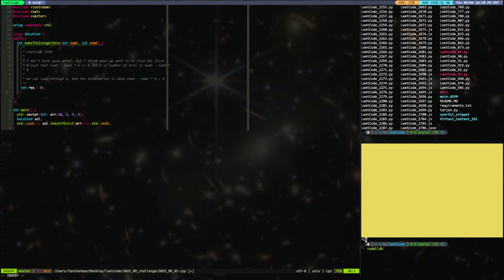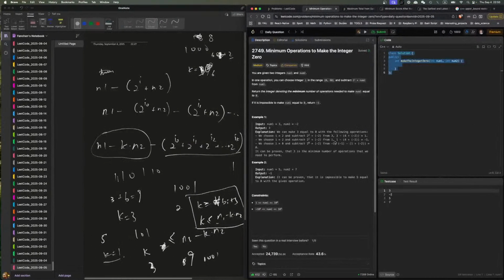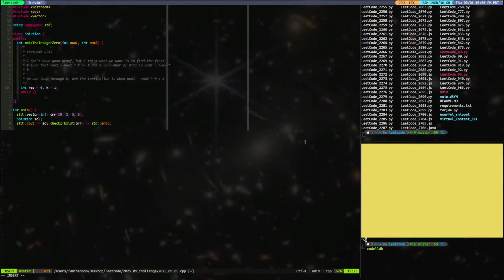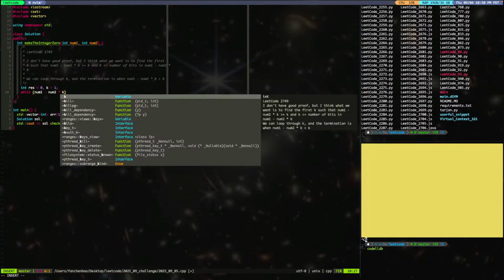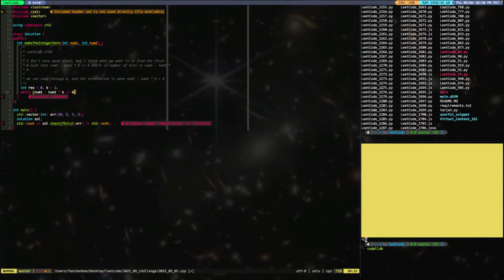Res equal to 0, while k equal to 1. We have to start with 1, right? You have to do at least one operation, right? So yeah, that's one operation. So we say num1 minus num2 times k, while this is larger or equal to k.